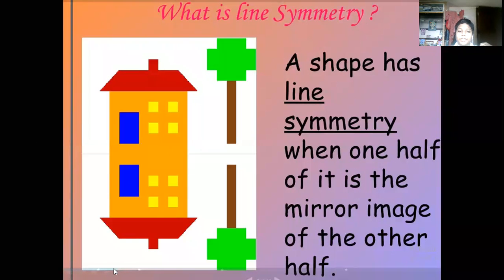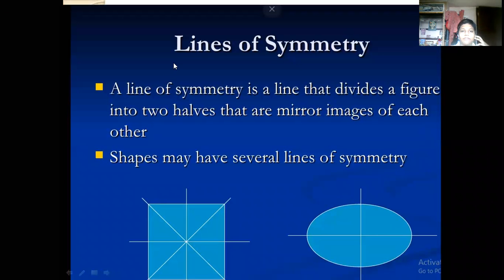So what is a line of symmetry? If an object is divided into two, with the left side and the right side, and if we draw a line such that the left side is equal to the right side, then the line is said to be a line of symmetry. Here the line of symmetry is a line that divides a figure into two halves that are mirror images of each other. Shapes may have several lines of symmetry. Here they have shown an oval.